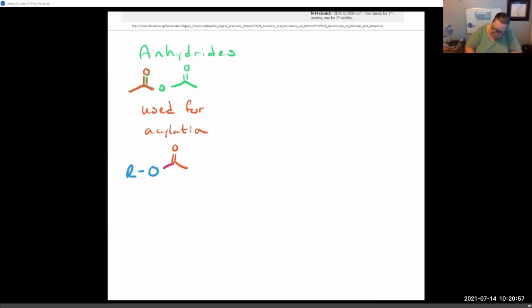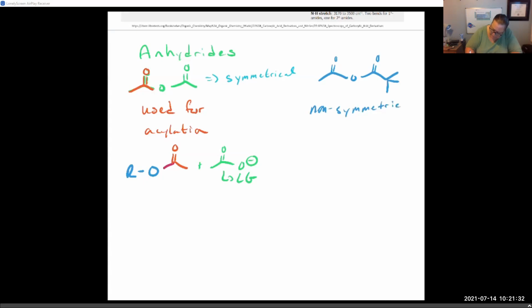The byproduct of this, of course, is going to be, in this case, acetate, but any carboxylate will be its leaving group. So it's a substitution reaction. They come in a couple of different flavors. This one is called symmetrical. And of course, the flip side would be what? Non-symmetrical. Big shock there. And so this would be an example of a non-symmetrical, something along those lines.